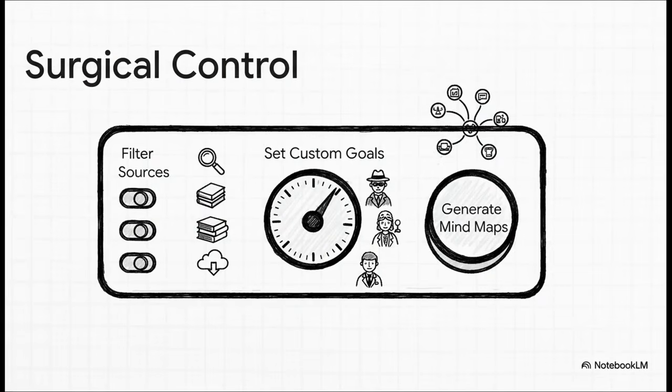And remember, you have surgical control here. You can literally use checkboxes to ask a question of just 1 or 2 specific documents. You can set a custom goal, telling the AI to act like a skeptical research analyst to get a better critique. You can even use the mind map feature to spot connections you might have missed. You're not just asking questions, you are directing the analysis.